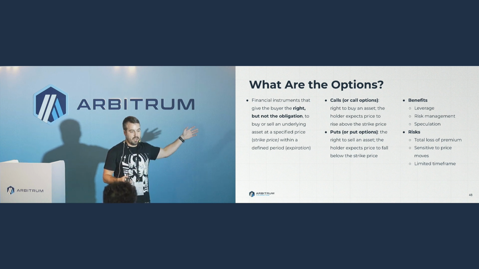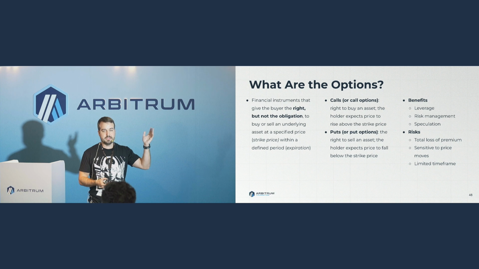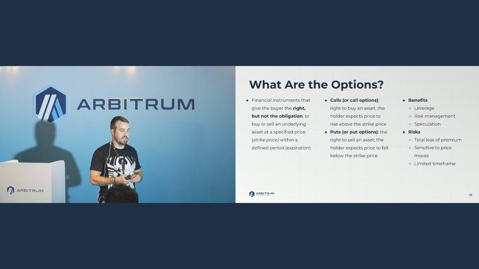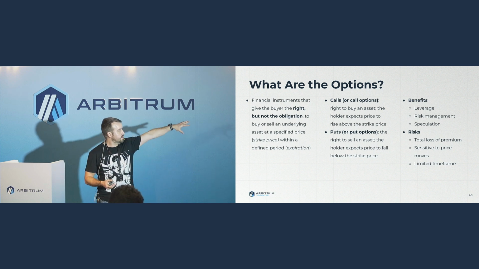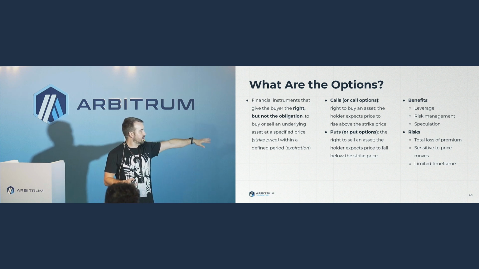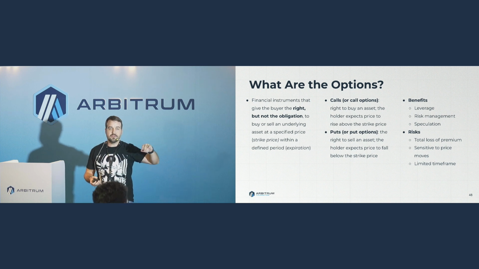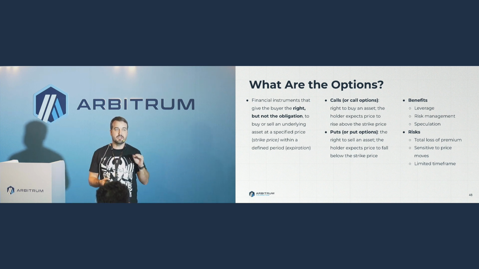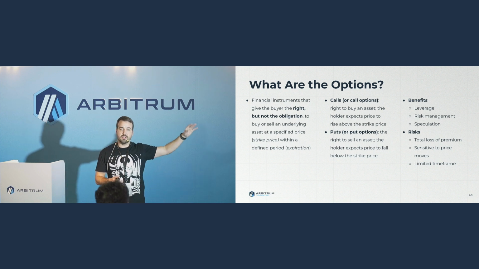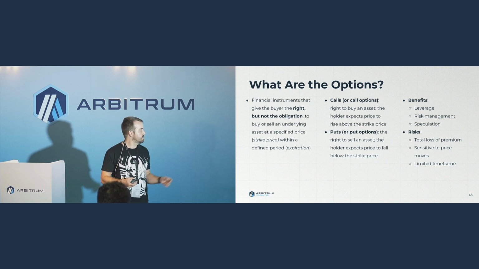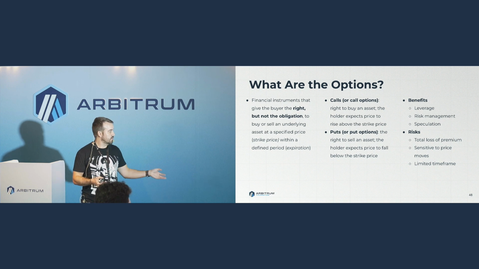So what are options? Options are financial instruments that give you the right, but not the obligation, to buy or sell an asset at a given price. Call options are the right to buy an asset. Puts are the right to sell an asset at a given price. Main benefits of options are that they give you access to leverage and enable you to manage your risk better. You can hedge your bets against how markets move. It's also useful for speculation.